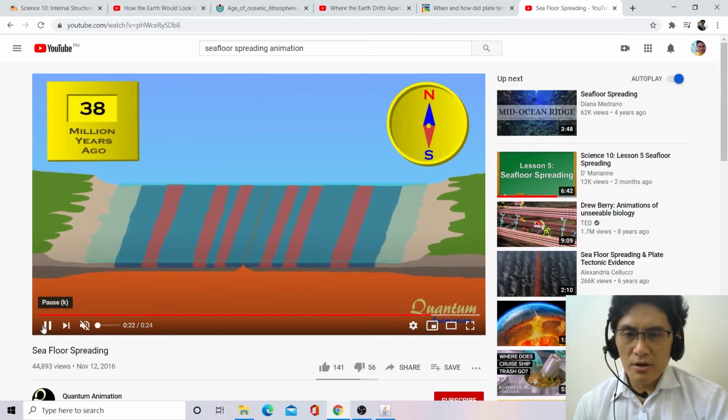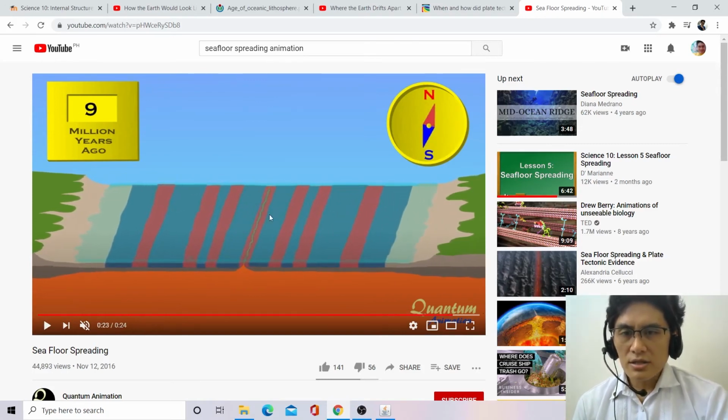Okay, so you create these magnetic stripes, and you notice, class, that it's always a mirror of each other. What do you mean it's always a mirror of each other? So notice here, how thick the blue band is on the right is also how thick the blue band is on the left. Here you have a thicker band. It's also here, it's thicker.